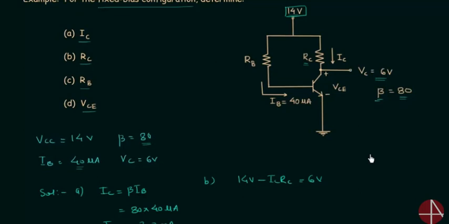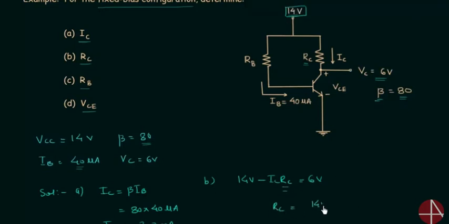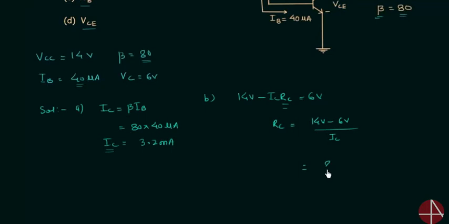In that lecture, I have explained how to deal with point potentials. Now we will calculate RC. RC is equal to 14 volts minus 6 volts divided by IC. 14 minus 6 is equal to 8 volts. IC is equal to 3.2 milliamps. When you solve this, you will have 2.5 kilo ohms as the value of resistance RC.